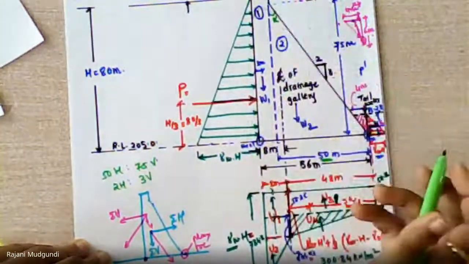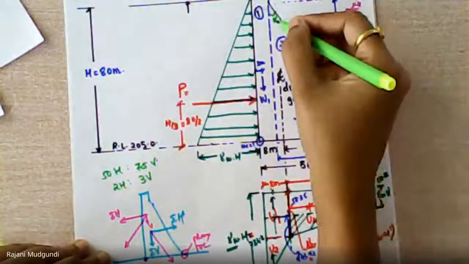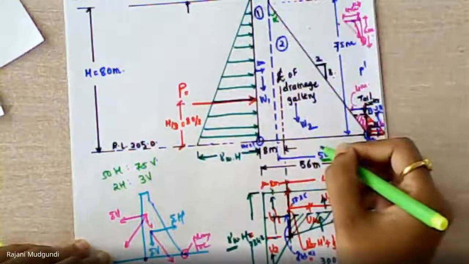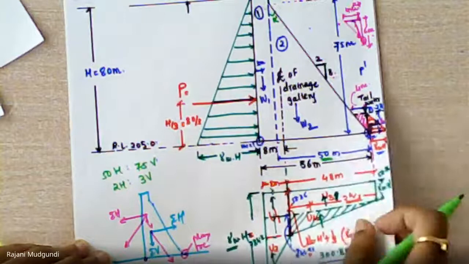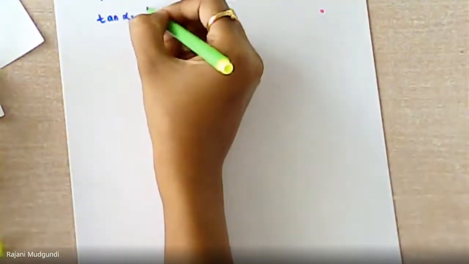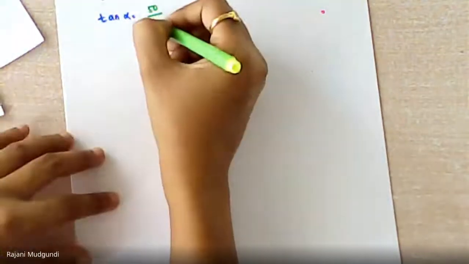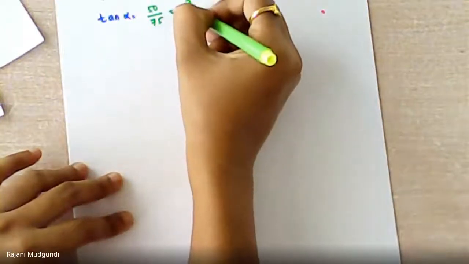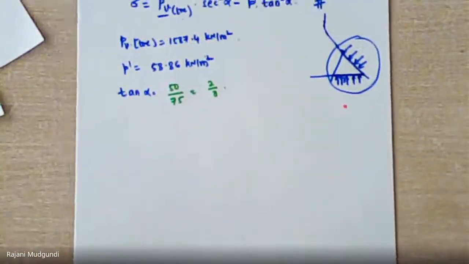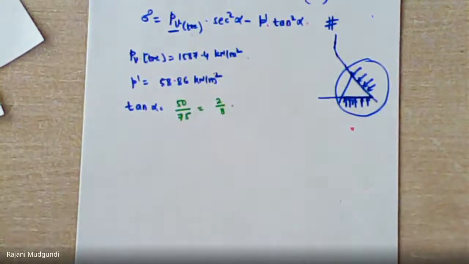Now tan alpha is to be known. Therefore, what is meant by tan alpha? It is opposite upon adjacent. So here we can write tan alpha is opposite 50 divided by adjacent 75. So indirectly it will be 2 by 3. Fine.